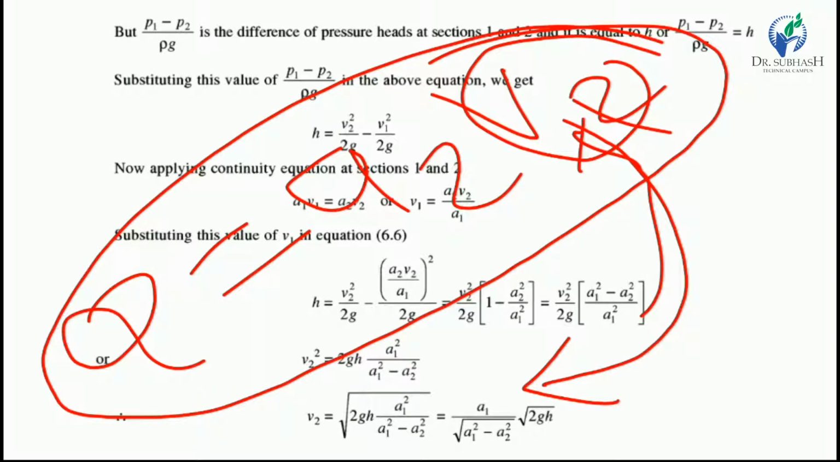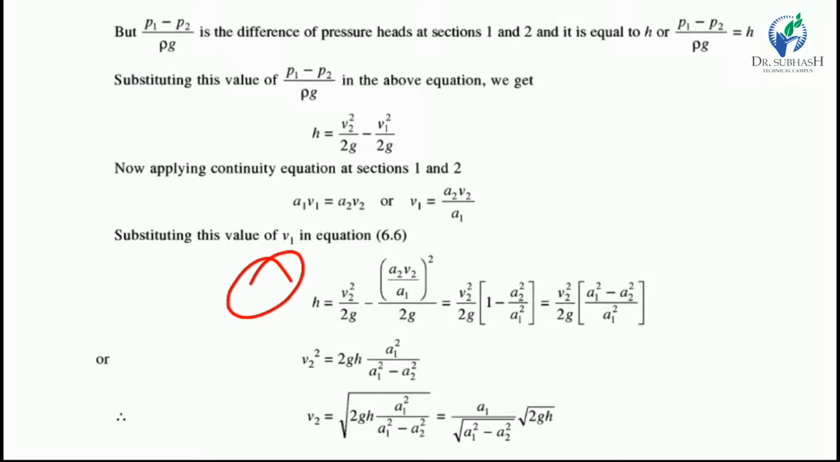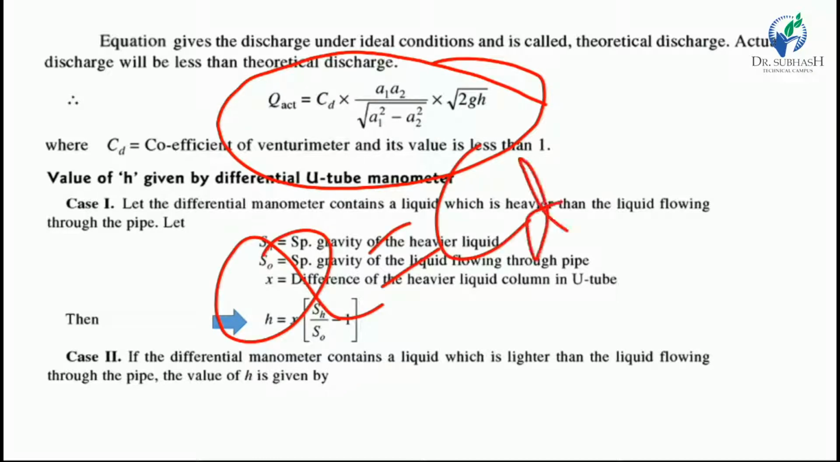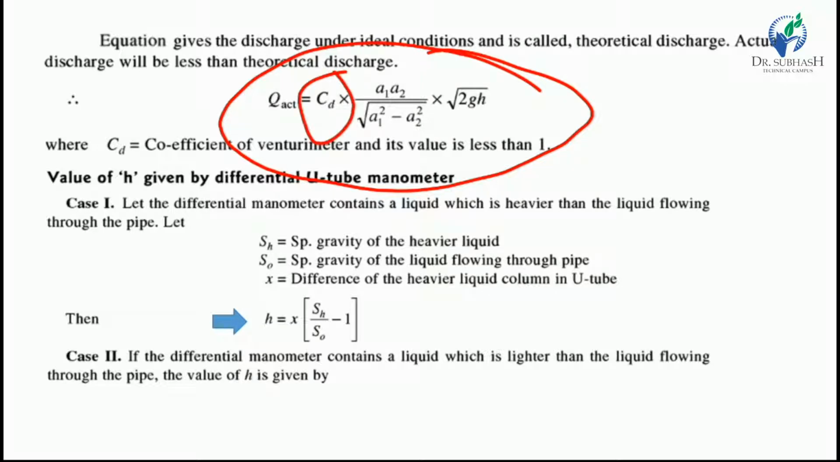But this equation is the theoretical equation. We have considered ideal conditions, so the actual discharge is lower than the theoretical discharge. So the actual discharge Q is equal to the coefficient of discharge multiplied by A2 V2. This is how the actual equation is written, and Cd is the coefficient of discharge for a venturimeter, or we can say the coefficient of the venturimeter.